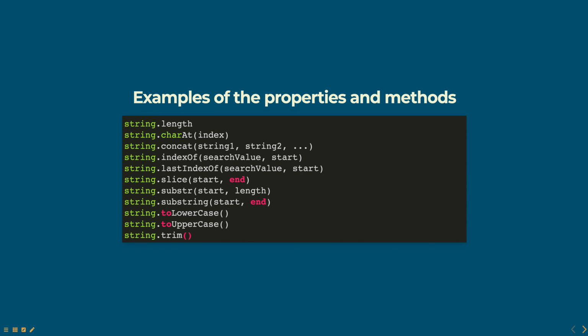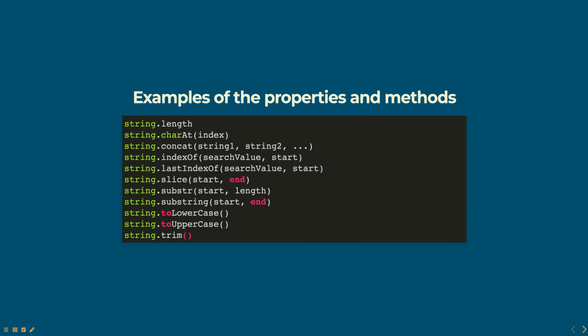String.lastIndexOf returns the index of the last occurrence of a search value, starting at an optional start index. String.slice returns a new string containing a portion of the original string. String.substr returns a new string containing a specified number of characters from the original string, starting at a specified index. String.substring returns a new string containing the characters of the original string between two specified indices.